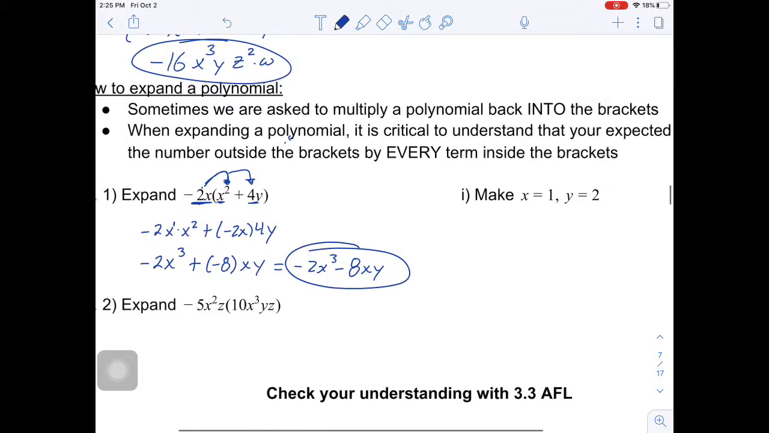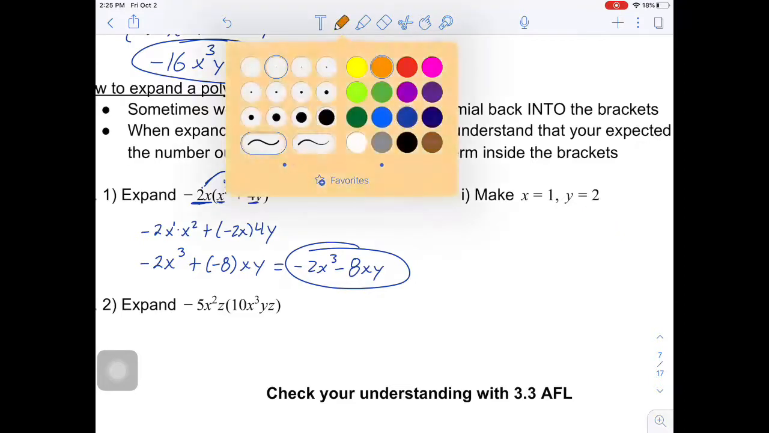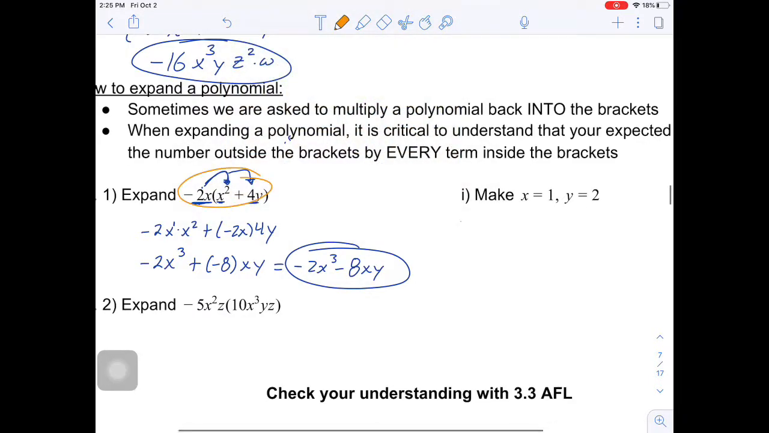Okay, now why would we do this? Let's see here. Let's make x equal 1 and y equal 2. Okay, and I'm going to use this expression here. So negative 2 times, and I'm going to make my x 1. So negative 2 times 1, multiplying 1 squared plus 4, and then my y is 2, so 2. Okay, so I've plugged in x and y into this. And that will give me negative 2. This is positive 8. Negative 2 times 9. So negative 18. Okay, let me just double check that.